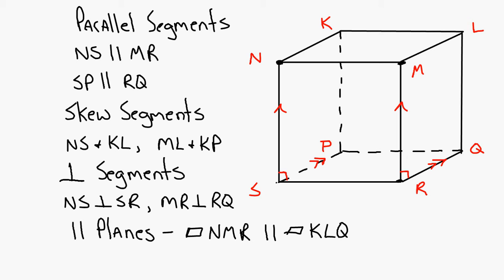The right side of the box, MLQ. What's it parallel to? NKP, right? Left side of the box. The top, KLM. The top of the box is parallel to PQR. Very good. The bottom of the box.